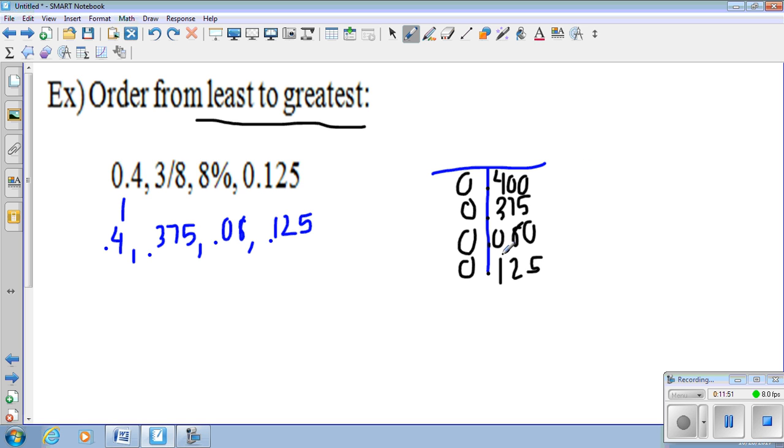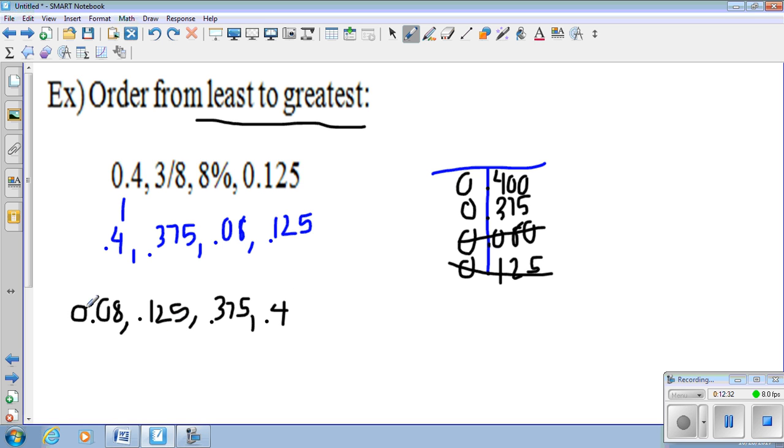So I have 400, 375, 80, 125, so my number with the 0 has the smallest. So for now, I'm going to write down 8 hundredths. Okay. And then I have 125 thousandths as the next one. So again, I can write this. Cross that out. And then I have 375 thousandths. And last but certainly not least, I have 4 tenths.